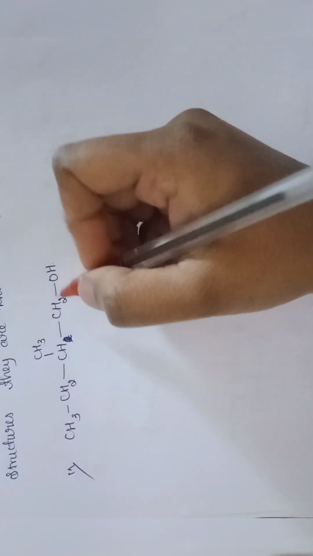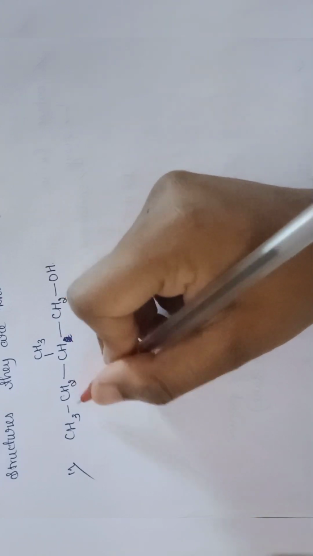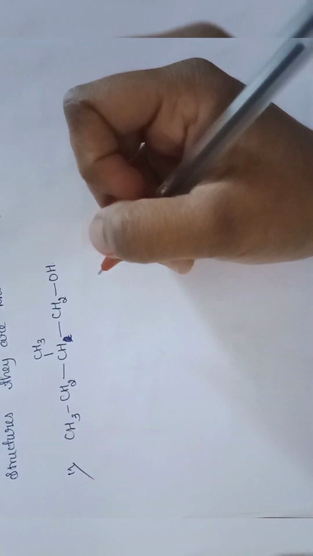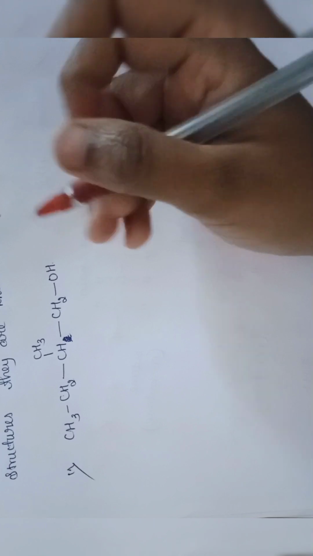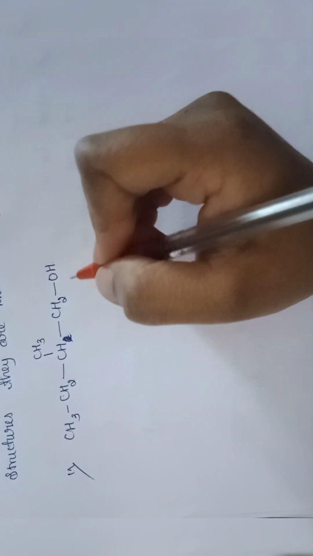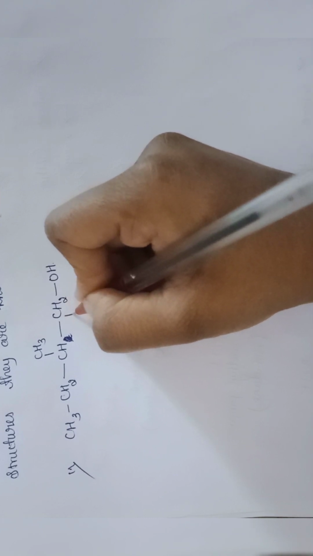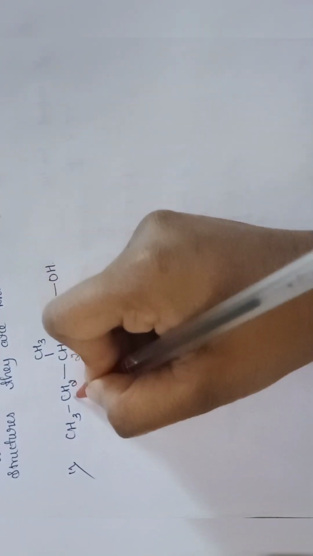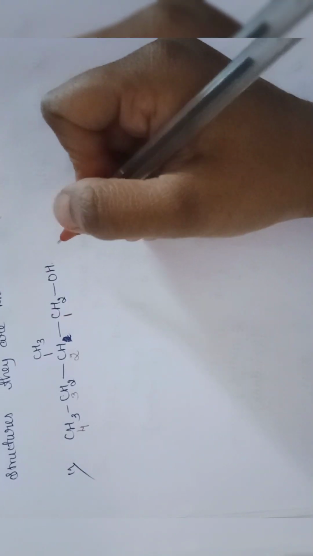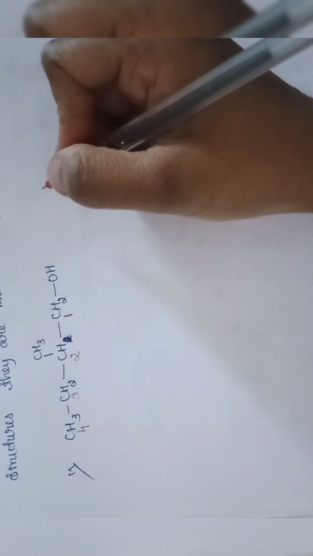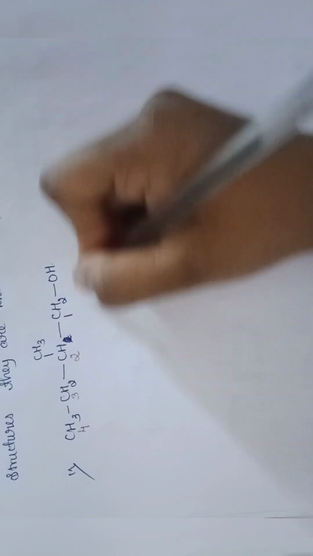How to name this? We need to number this from here. Why? Because the numbering from the end should be such that the substituent gets the lowest number. That is called lowest count numbering. This carbon atom will have number 1, this will be 2, 3, 4. Hence the name of the carbon chain is butane.